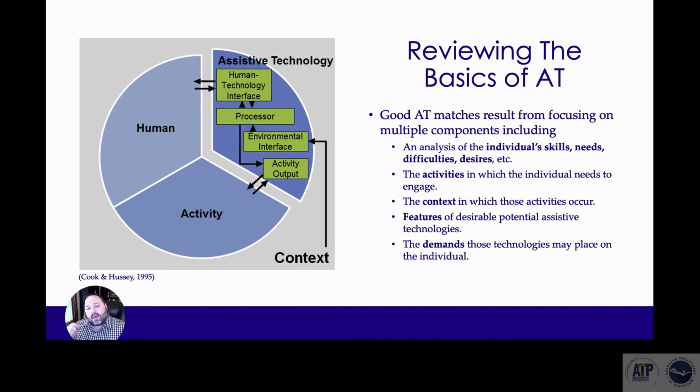Specifically, we make that match between the student's individual skills, needs, difficulties and desires, the activities in which the student needs to engage, the context in which those activities occur, and the features of the potential assistive technology. We use those needs and skills and desires and activities and context to determine what those features are, and then we determine what are potential assistive technologies that can be used by the student.